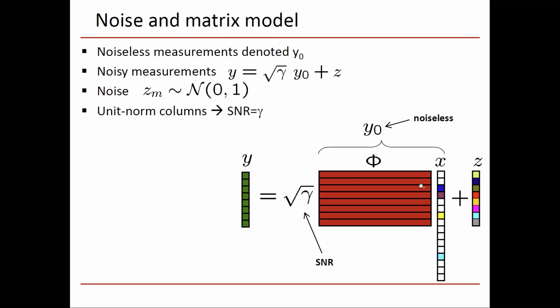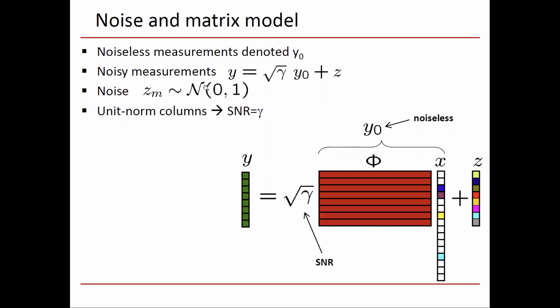Now we have x, and we're multiplying it by a matrix Phi. y_0 are the noiseless measurements, Phi times x, but we're multiplying them by the square root of gamma. Gamma will soon be explained to have an operational importance in terms of the signal to noise ratio, SNR, and we're adding measurement noise z. So square root of gamma Phi x plus z is equal to the noisy measurements y. Let's go through this step by step.